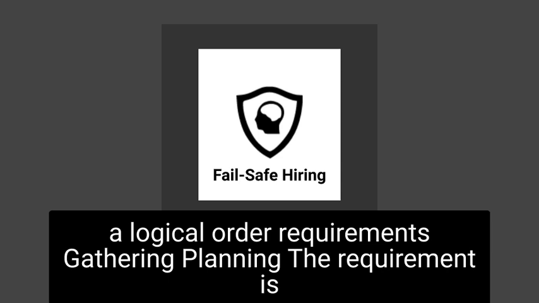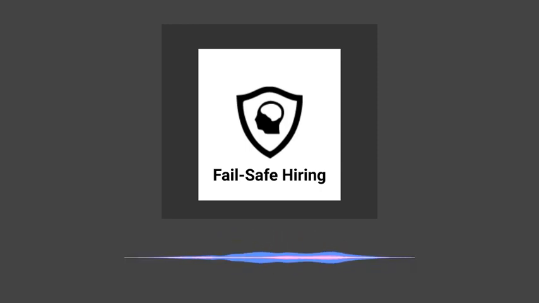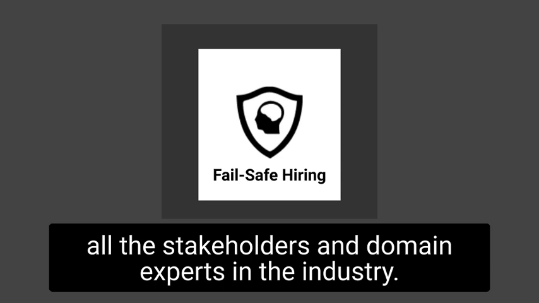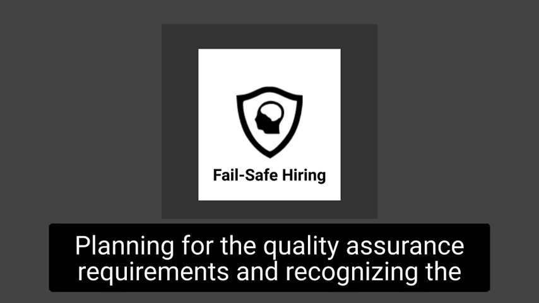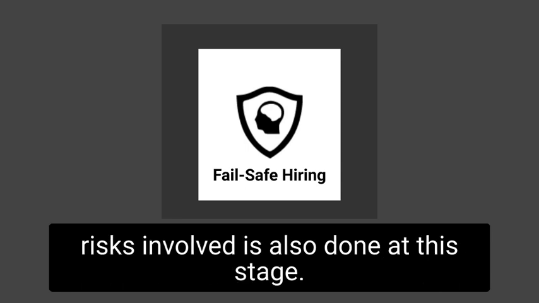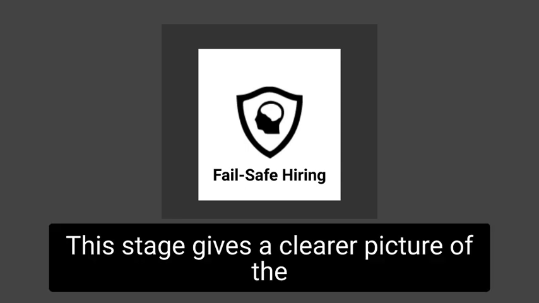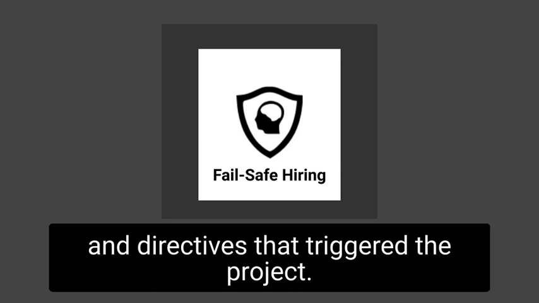Requirements gathering, planning. The requirement is the first stage in the SDLC process. The senior team members conduct it with inputs from all the stakeholders and domain experts in the industry. Planning for the quality assurance requirements and recognizing the risks involved is also done at this stage.